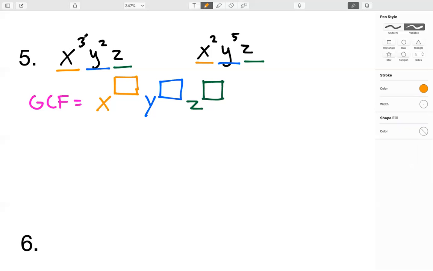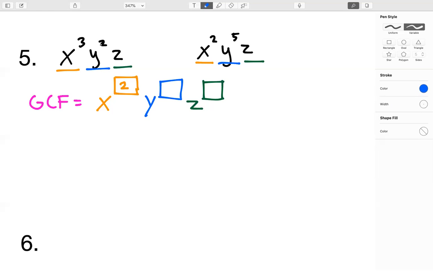Here's the rule. Are you listening? If the number is the same, then that is what you would write in the box. So x to the third, x to the second, it's not the same. If it's not the same, you're going to ask, what number is lower? It's the 2. So that is what is going to go into the box. Whatever number is lower, not higher, lower. Okay.